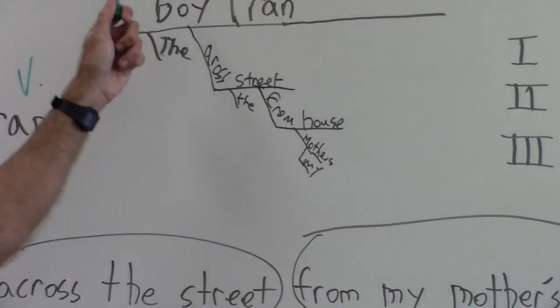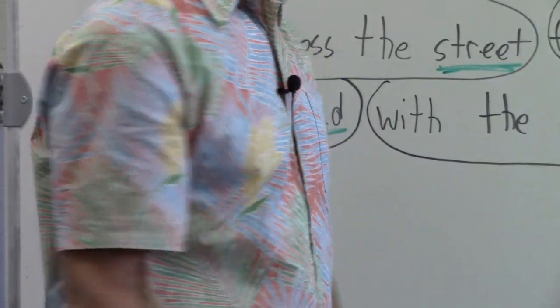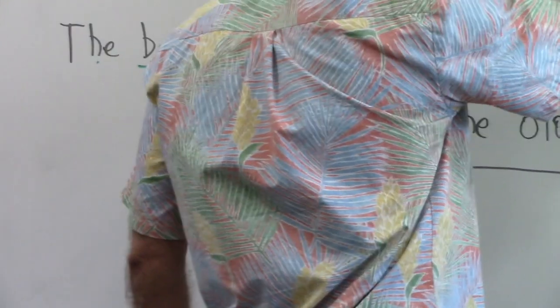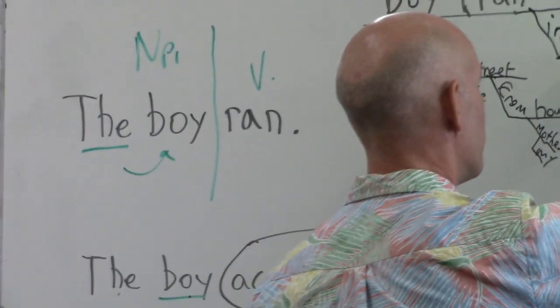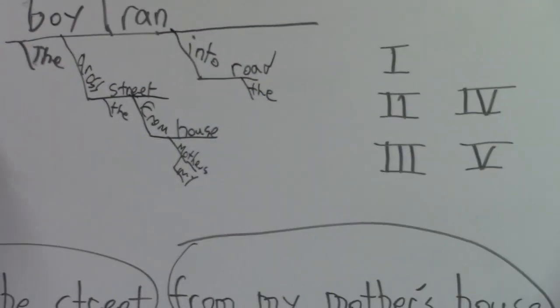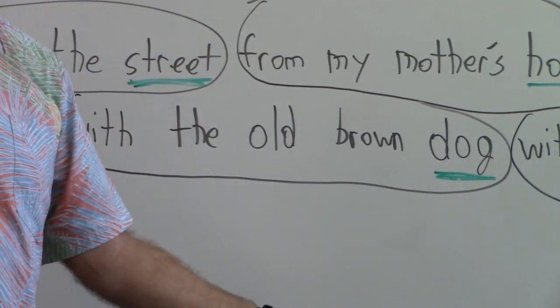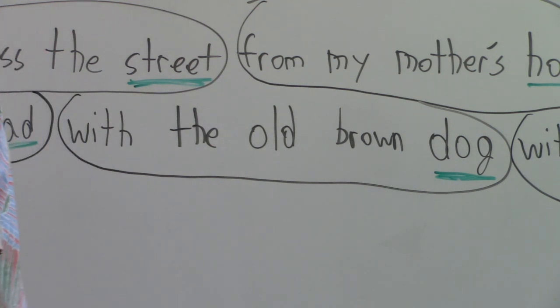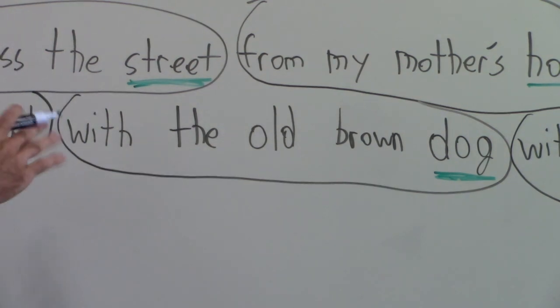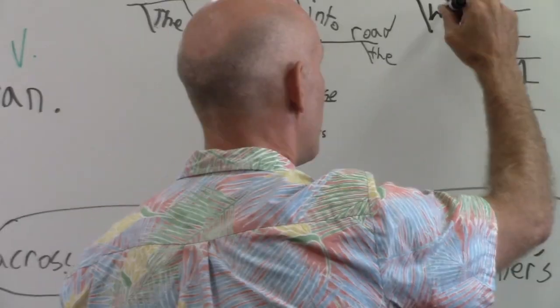Ran into the road. Is that modifying, is it telling us which type of boy or what kind of boy? Or is it saying where he ran? It's saying where he ran. Okay, where did he run? Into the road, right? With the old brown dog. Are we saying the boy with the brown dog, or are we telling us how he ran? How he ran. Okay. We could be saying the boy with the old brown dog, but it doesn't seem to be doing that. There's a little gray area there. So he ran with the dog.